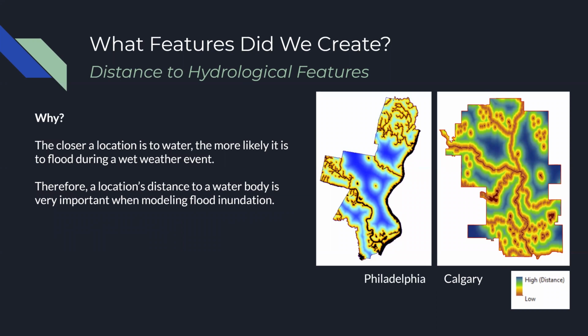Next, distance to hydrological features. The closer a location is to water, the more likely it is to flood during a wet weather event. Therefore, a location's distance to a water body is very important when modeling flood inundation.